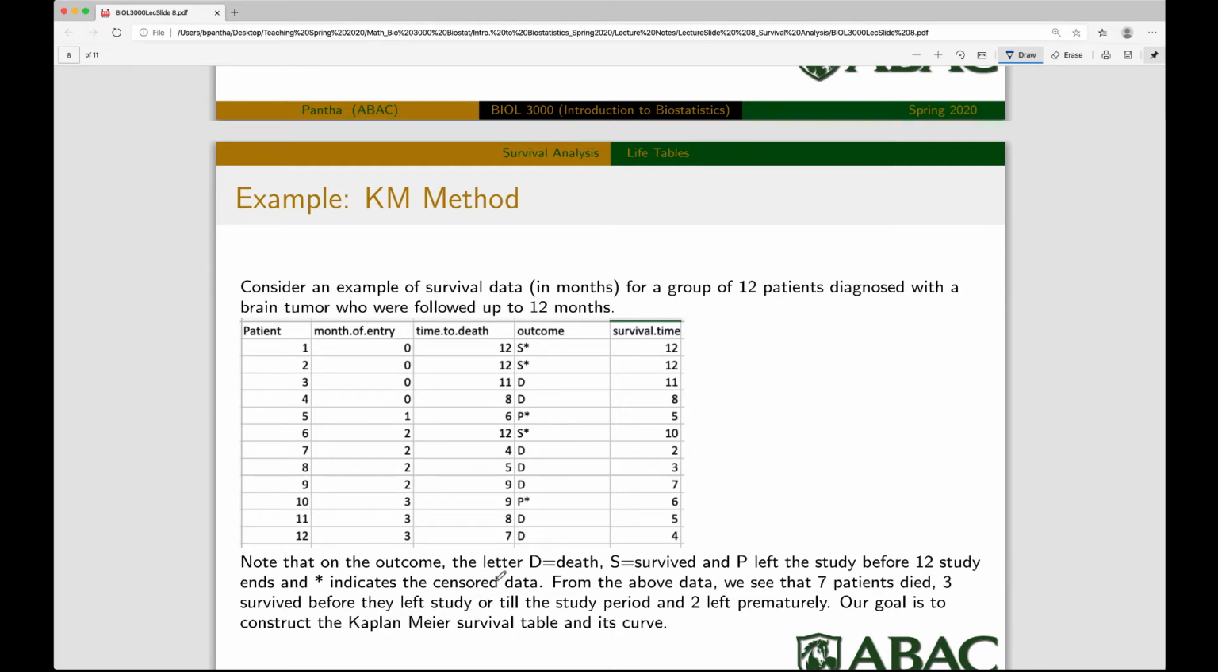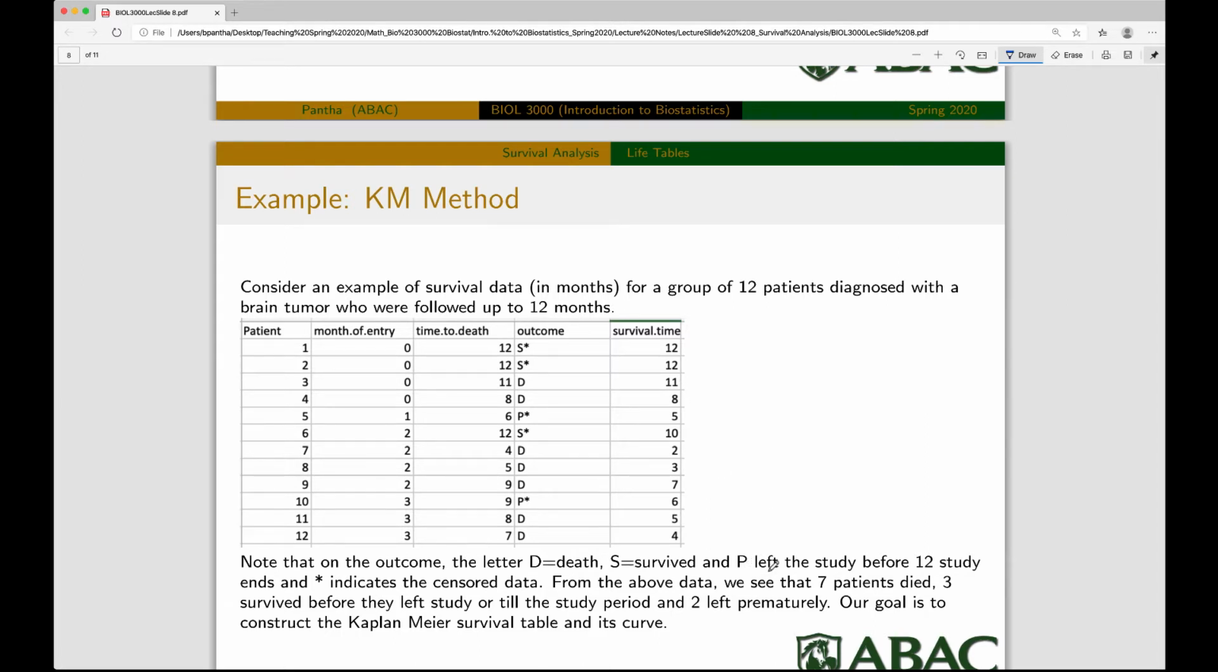Note that in the outcome, the letter D means death. You see that? D means death. So this person, month of entry 3, was from the beginning. He died after 11 months, or on the 11th month. So the outcome is D, and the survival time is 11 months, okay?